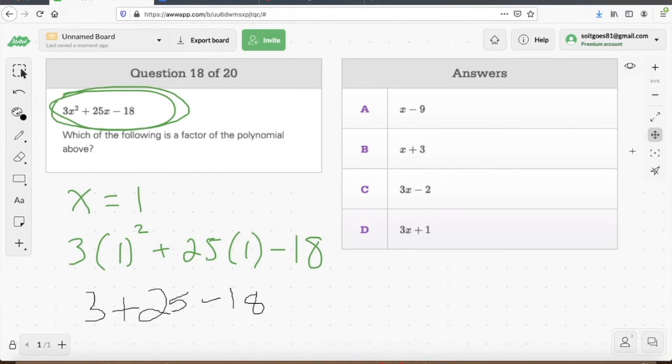Perfect. I'm going to stop you real quick. You did this beautifully. I'm so glad you didn't square the 3 here, because 3 is not being squared. It's just the 1 that's being squared. And what's 1 times 1? 1. So that's 3 times 1, which is just 3. Beautiful. And of course, 25 times 1 is just 25.